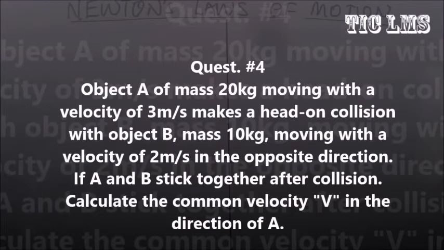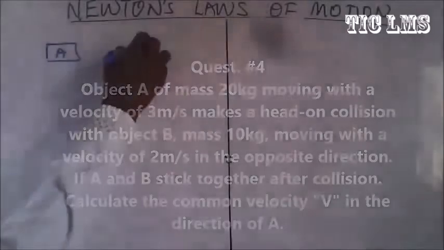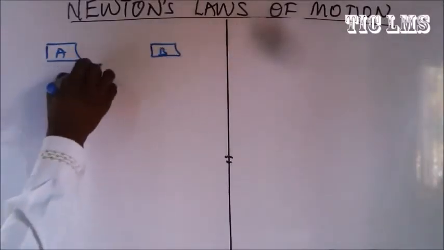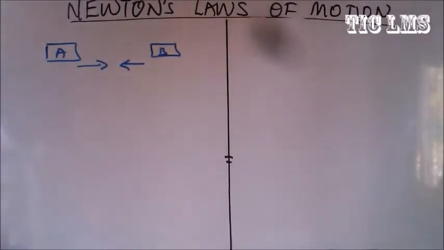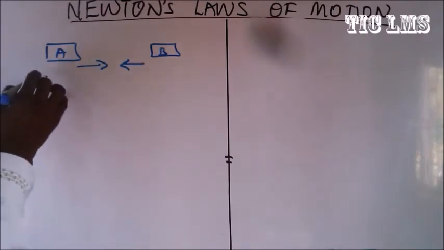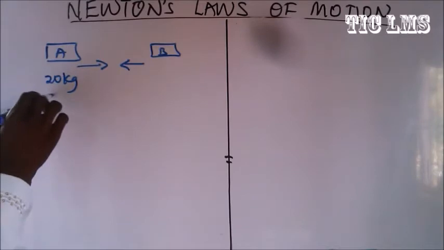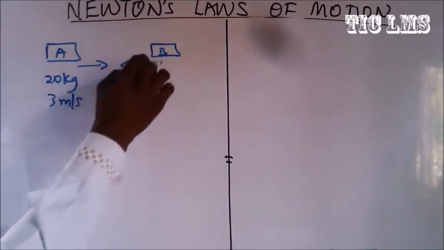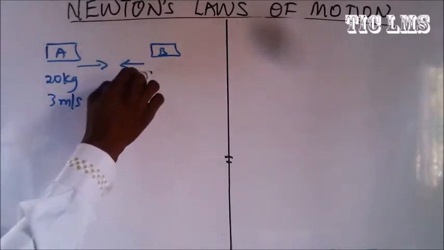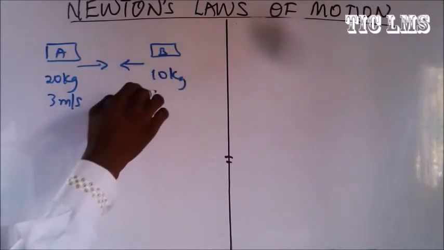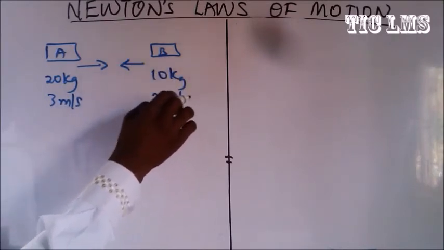If A and B stick together after collision, calculate their common velocity v in the direction of A. So we have a body A and a body B moving in opposite direction. There was a collision and the mass of A is 20 kg, velocity of A is 3 meters per second, and the mass of B is 10 kg and it's moving with a velocity of 2 meters per second.